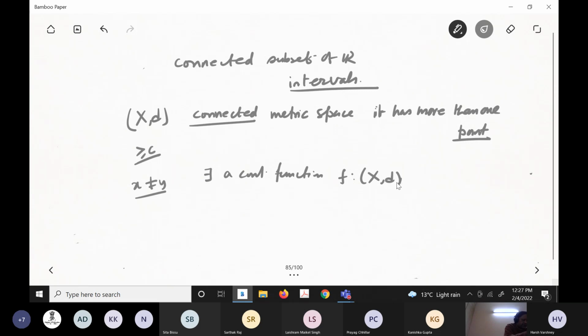Xt to R such that fx equal to 0, fy equal to 1. Okay, fine, got it.